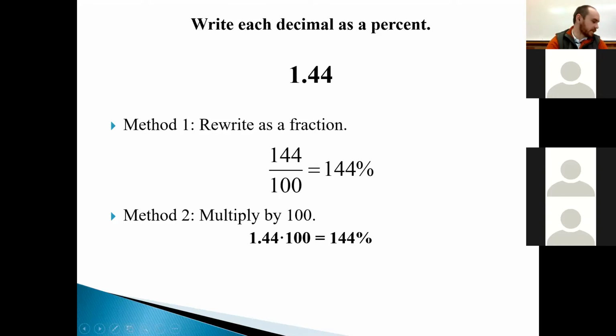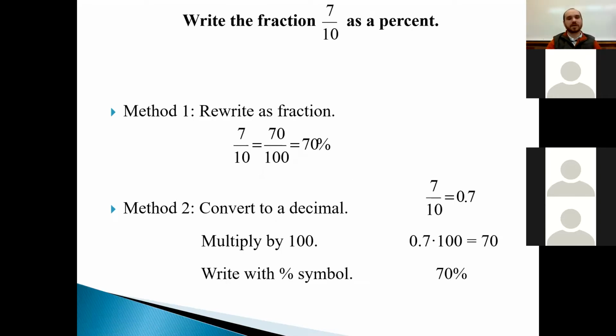Okay, last 2 things. We've got fractions as a percent now. So first off, we have 7/10. So the first thing we can do is we can take the fraction and make the denominator 100. That's one of the easiest ways to do it with fractions. The other way is to convert it to a decimal and then multiply by 100. So again, whichever one you like better.